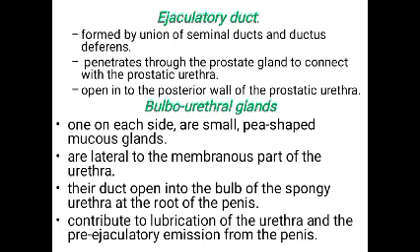Bulbo-urethral glands, one on each side, are small, pea-shaped mucous glands lateral to the membranous part of the urethra. Their ducts open into the bulb of the spongy urethra at the root of the penis, and contribute to lubrication of the urethra and the pre-ejaculatory emission from the penis.